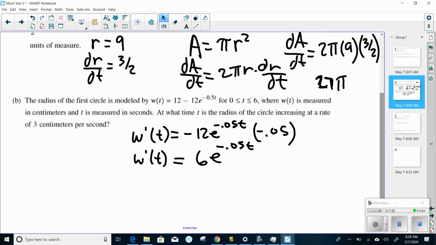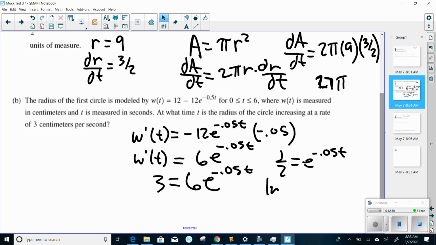And we want to find out at what time it is increasing at a rate of 3 centimeters per second. So I'm going to plug 3 in here. By the way, this was a non-calculator problem. Now I know we can use a calculator, but just so you know. So what time was the rate of change equal to 3? So we plug 3 in for the derivative, try to solve for t there. So I divide by 6. That'd be a half equals e to the negative 0.05t.